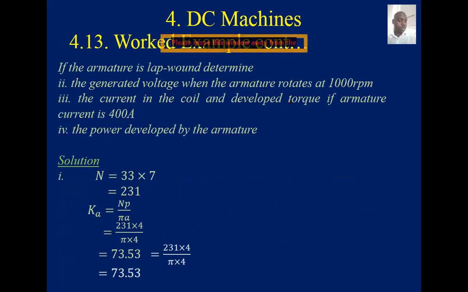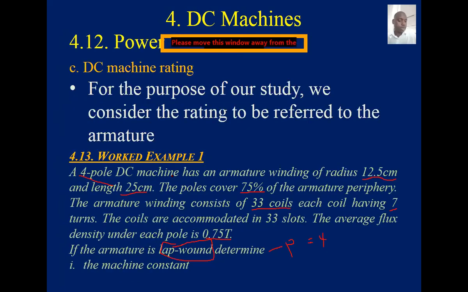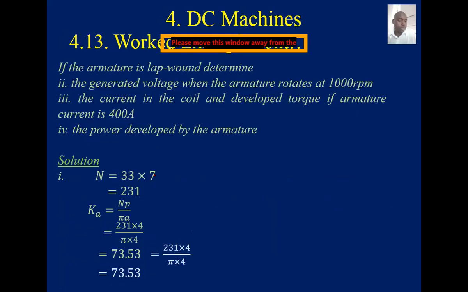So if the armature is lap wound, the first question was to calculate the machine constant. You should know that the machine constant is Ka. So that makes things easy for you. If you know that the constant is Ka, then you can calculate the machine constant. Then the generated voltage when the armature rotates at 100,000 RPM, that's revs per minute.